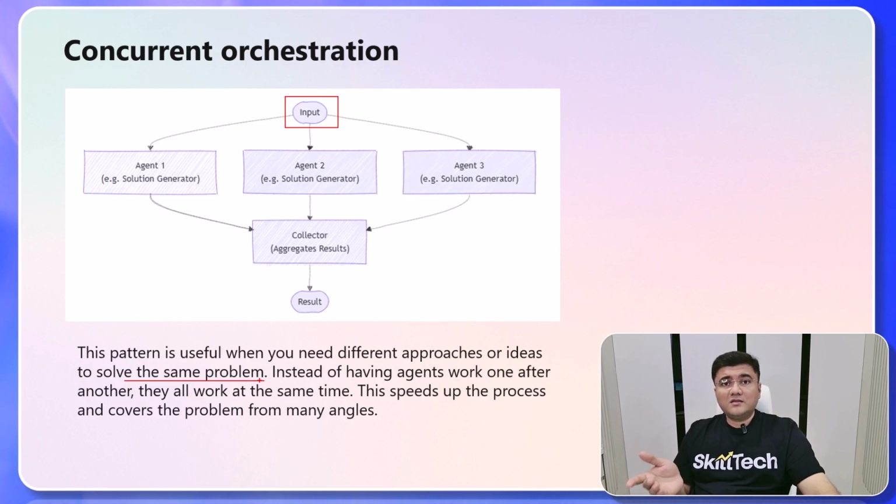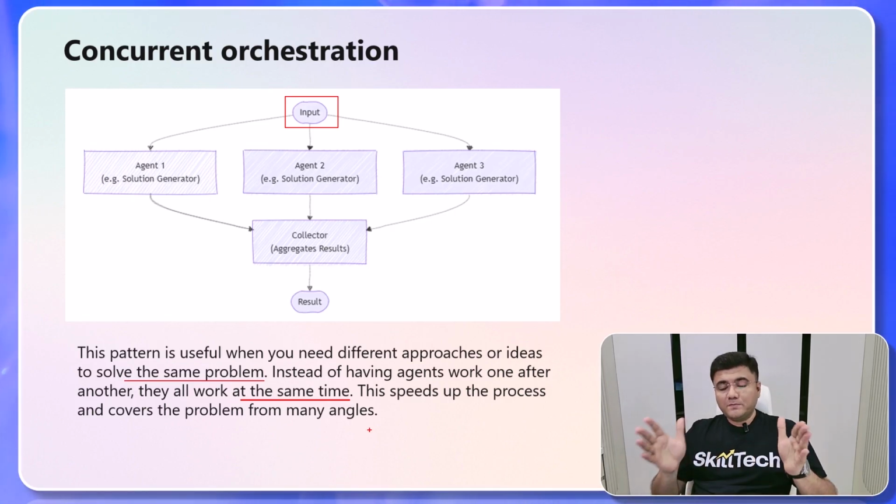so that at the end of the day, we can see which one has completed the job in the right manner, or maybe in faster time, or maybe based on some other criteria you want to check. Instead of having agents work one after another, they all work at the same time. That's what you have to focus on in concurrent orchestration. Obviously, this speeds up the process and covers the problem from many angles, and that's one of the advantages of concurrent orchestration. But also keep one thing in mind: concurrent orchestration executes the agents in parallel.